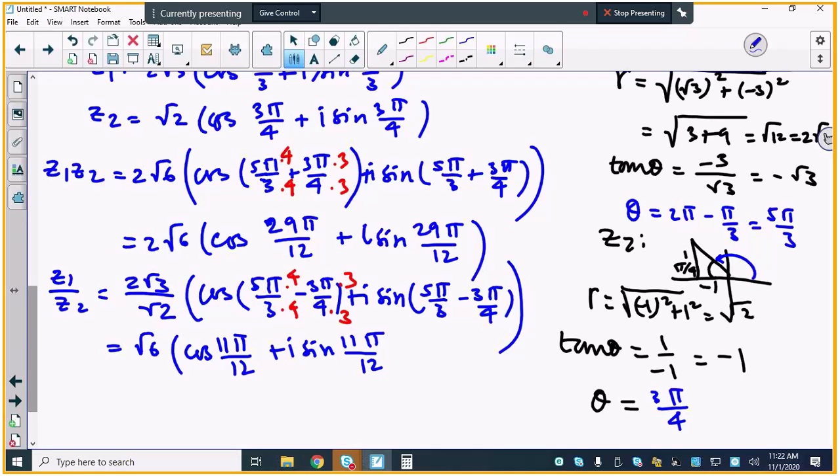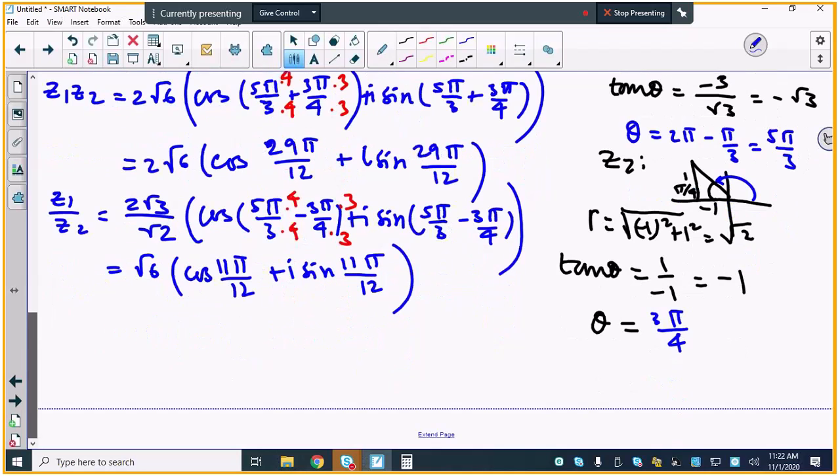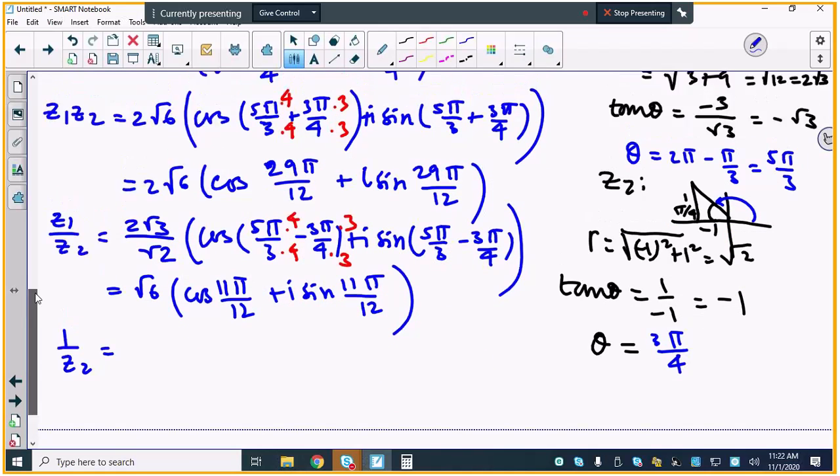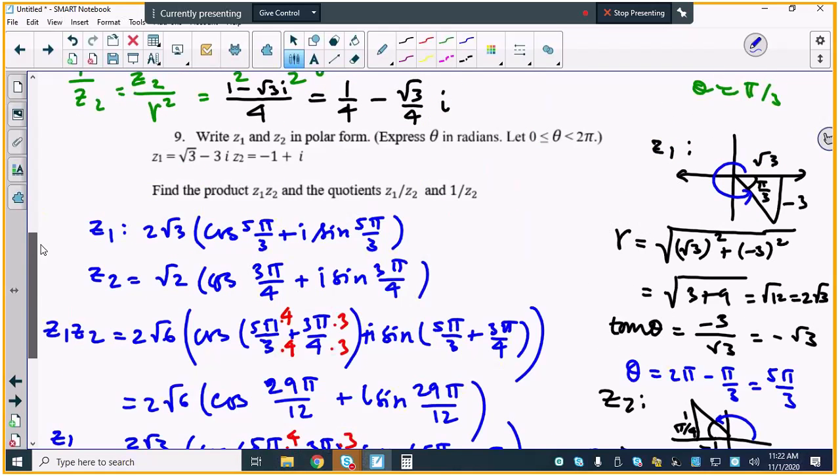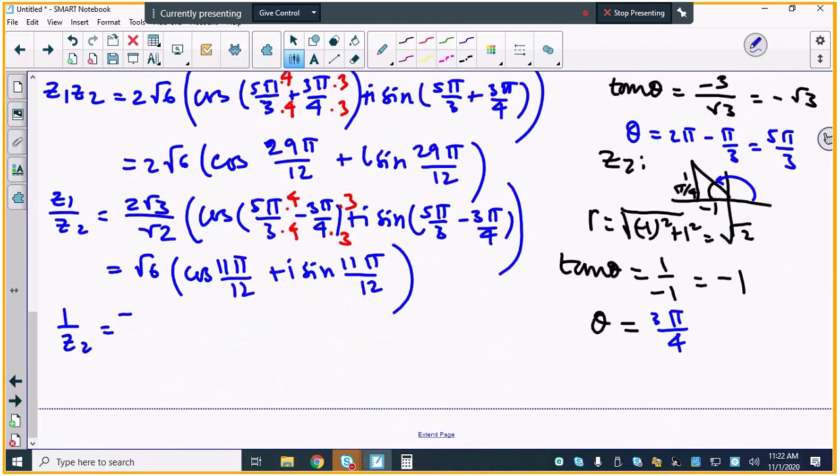And remember, to find these exact values, I can use the sum and subtraction formula for trigonometric functions. To approximate them, you can use a calculator. And finally, we'll do 1 over z2. Just remember the formula is z2 bar over the modulus squared, and the complex number z2 is -1 plus I. So the conjugate is -1 minus I over the modulus, which was square root of 2 squared. So I get to say that this is -1/2 minus 1/2 I. And that will be 1 over z2.